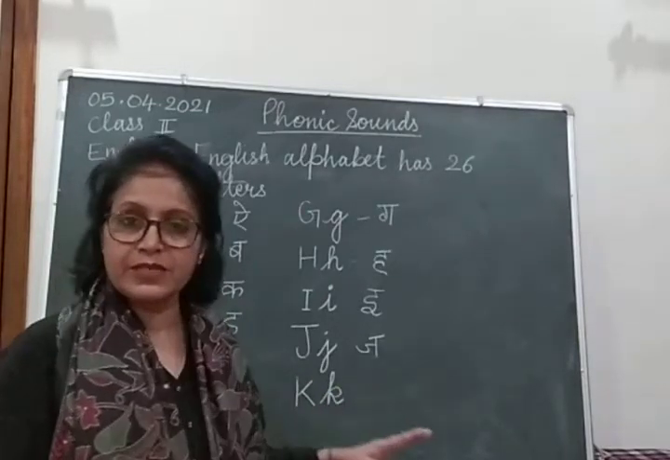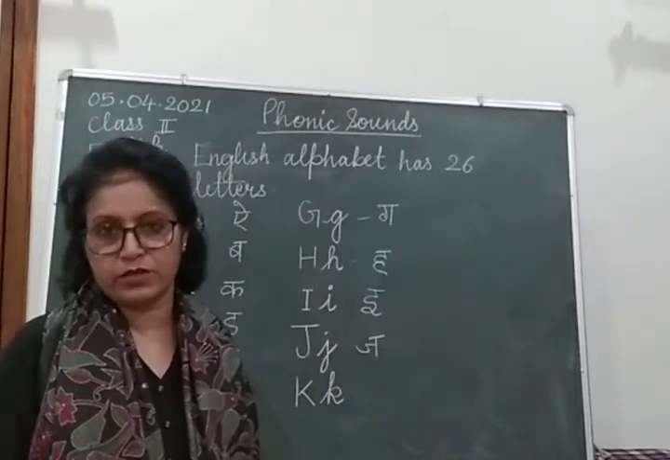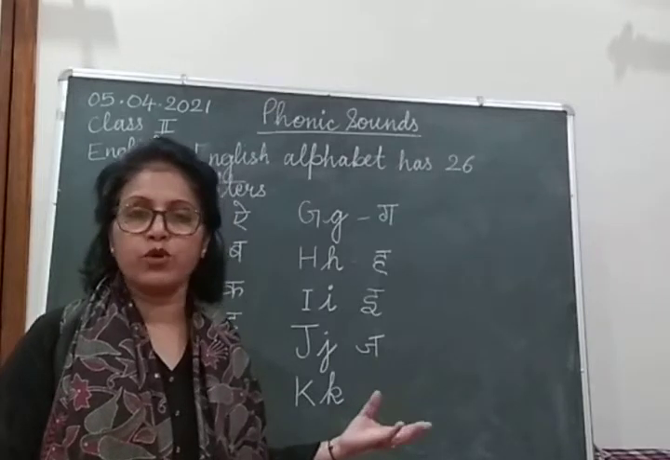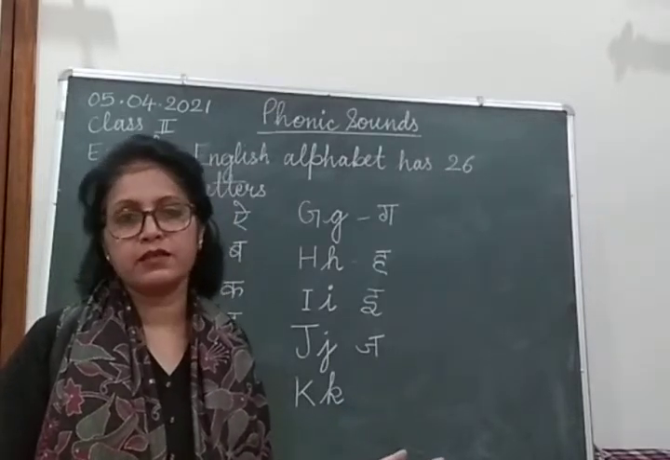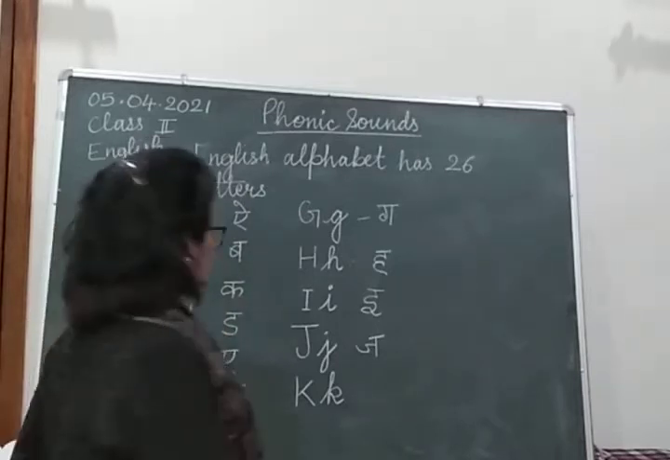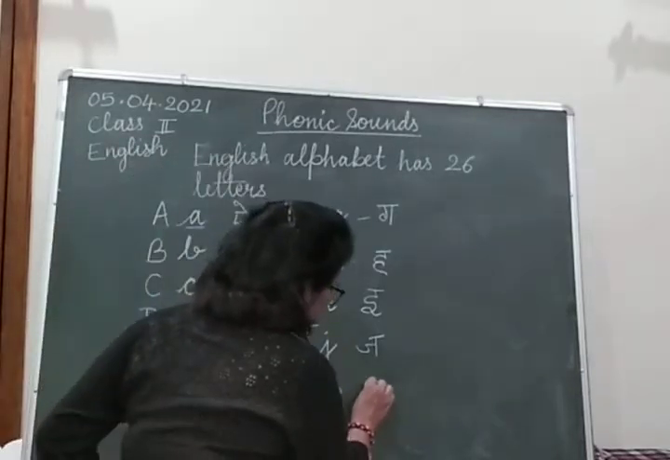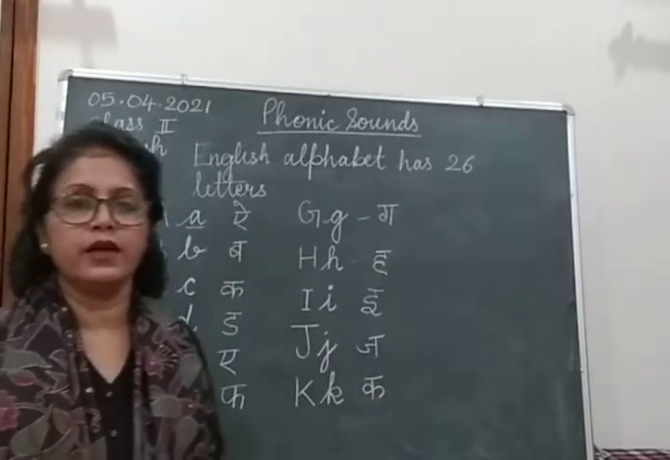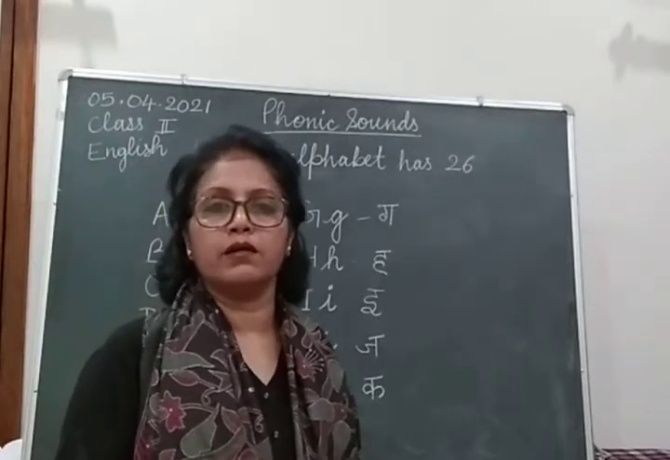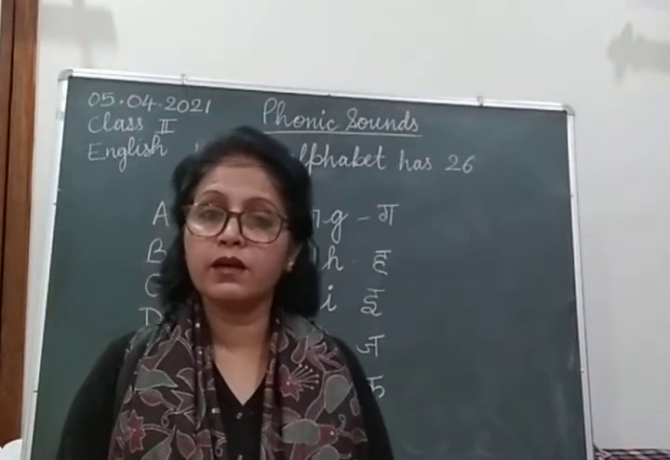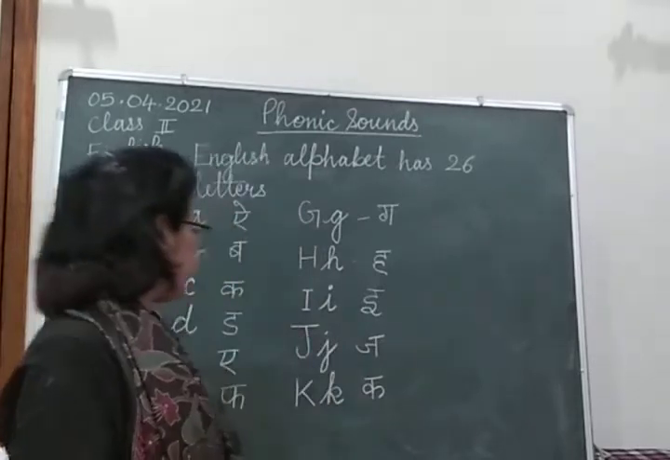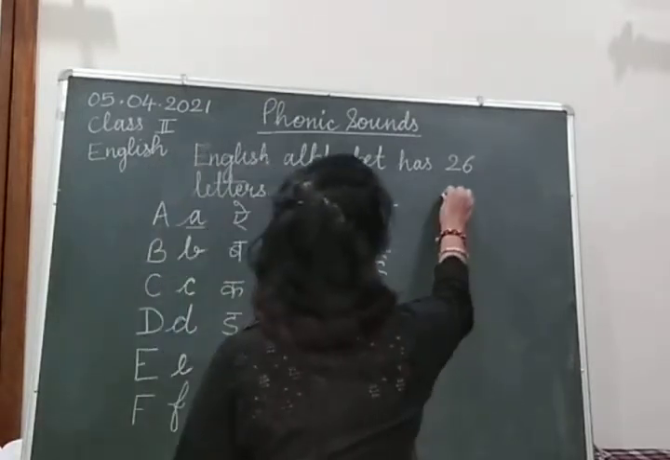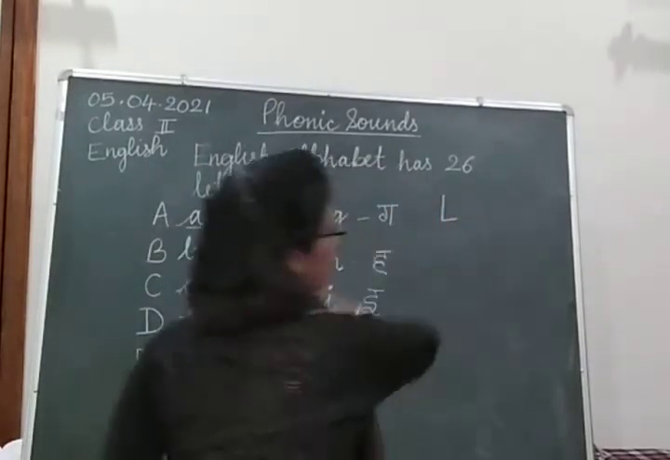Here what we are revising is the sound of these letters. Okay? K, and the sound of letter K is K. Okay? K. Sound of letter K is K. It is K. Okay? Next letter is L.